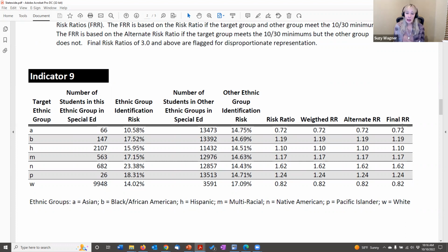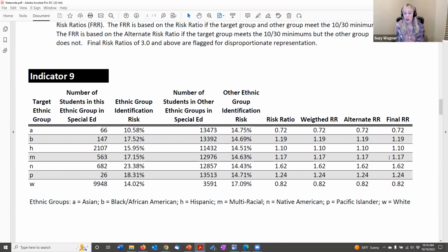What you want to look at over here is, are any rates 3 or higher? If this would have been 3, that would have meant we are identifying 3 times as many Native Americans than non-Native Americans for special education. As it ends up, we're identifying about 1.5 times more Native Americans. If it's 3.0 or higher, that means the state, WDE, will contact you to explain your policies and procedures.